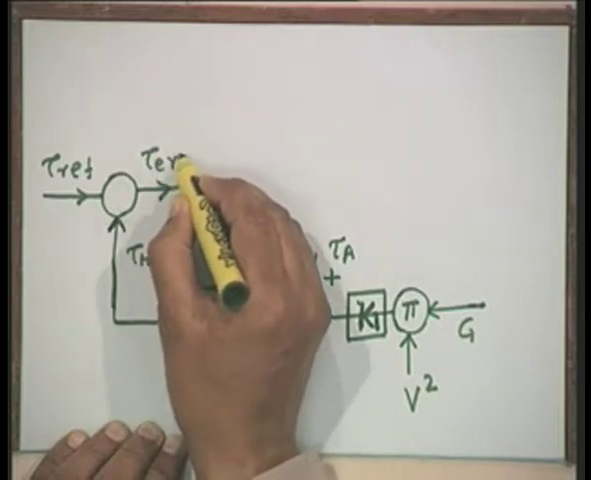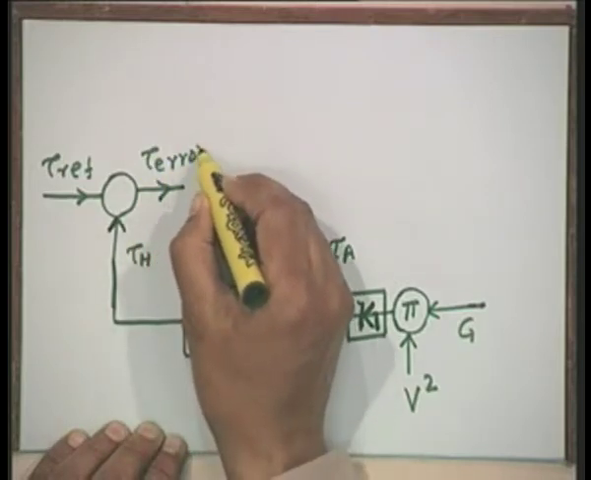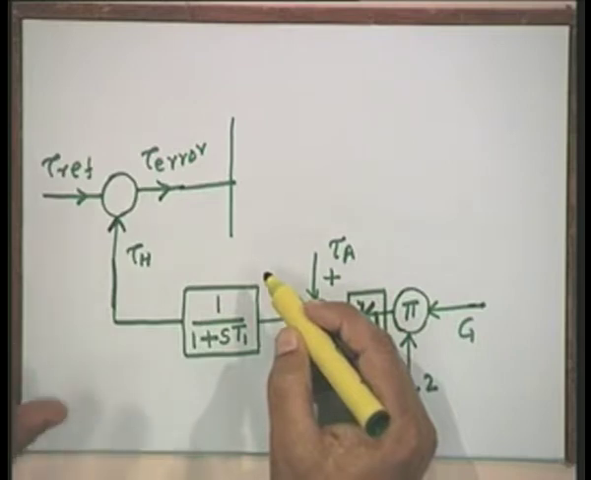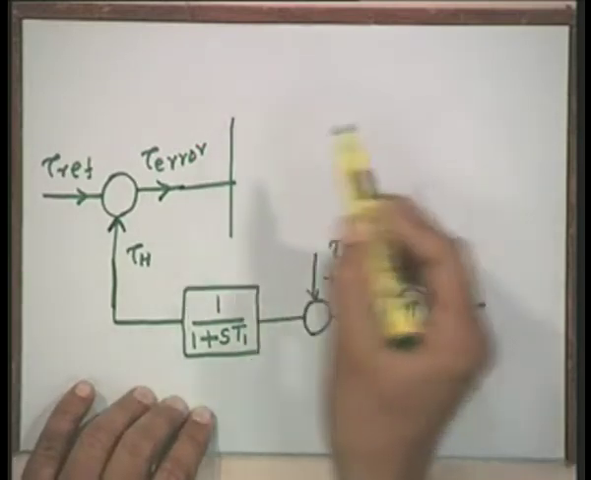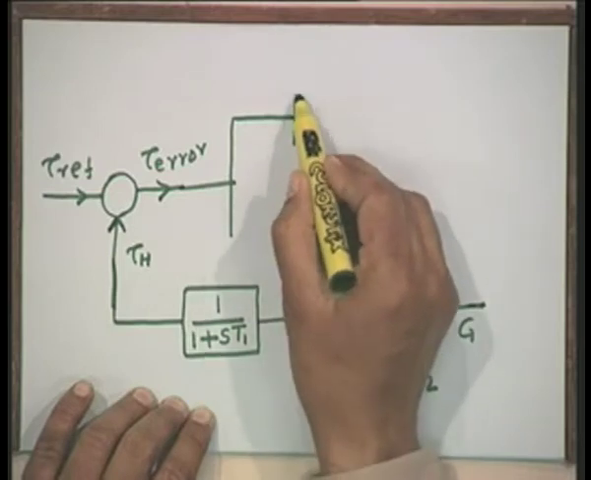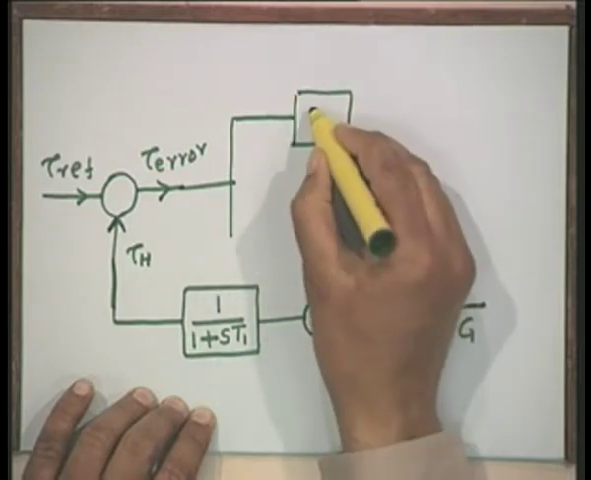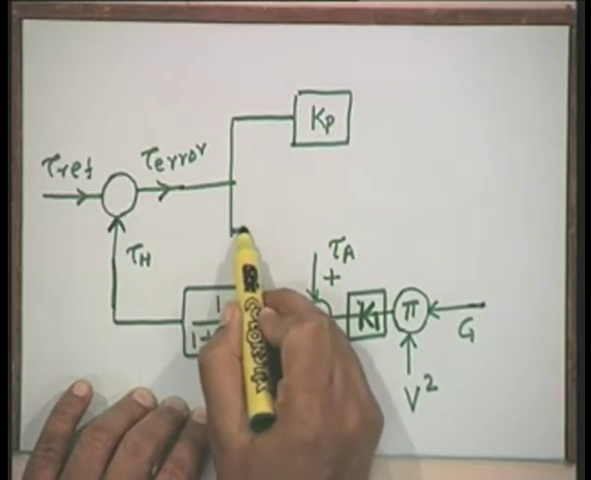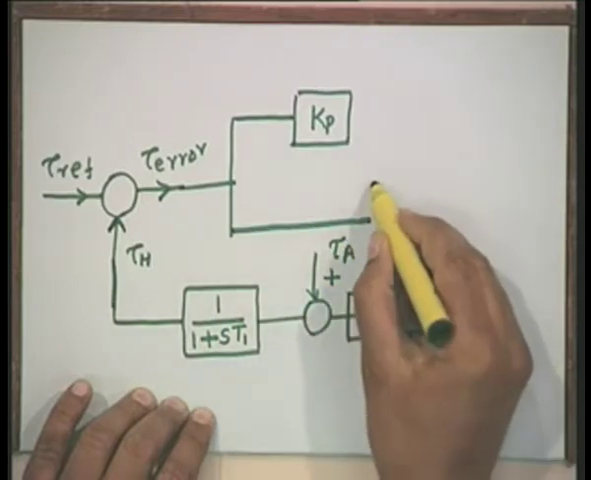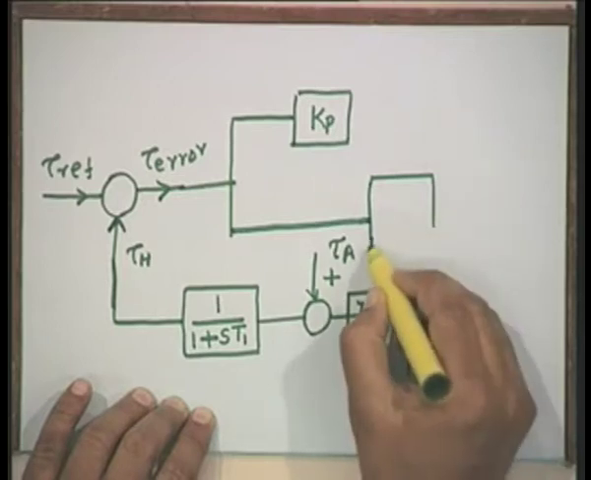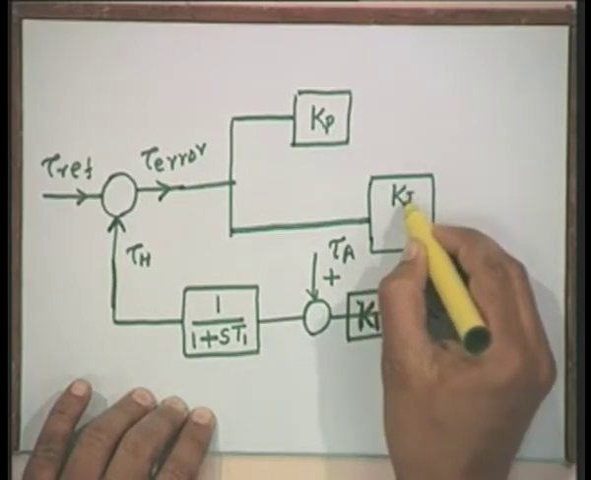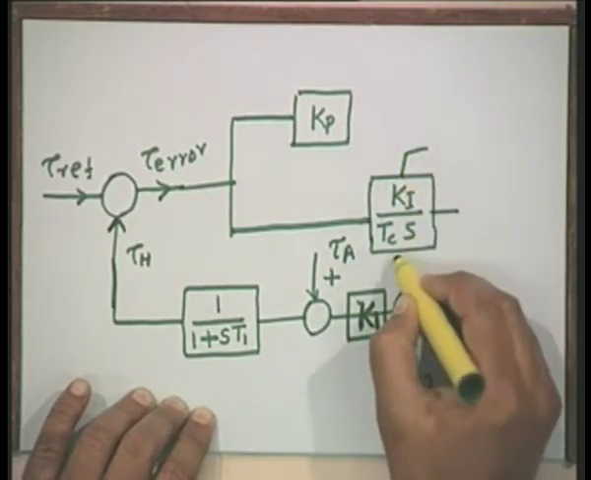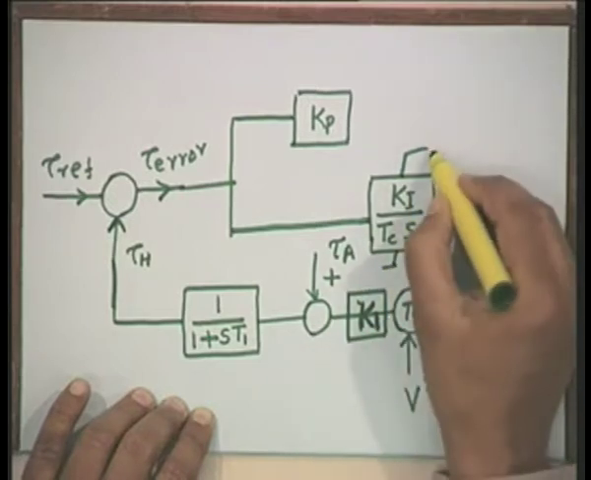Now, in practice, this is the error signal, we call it tau error. This will be put into a controller to regulate the conductance of the system. Generally we use a PI controller. If you use a PI controller, you can have the proportional gain setting Kp here, and you put integral control, I am just putting it on this side, which is Ki divided by some time constant Tc s, and here we have to put the upper maximum limit G max.